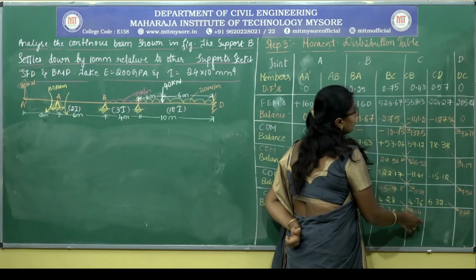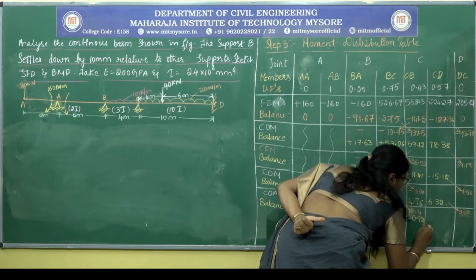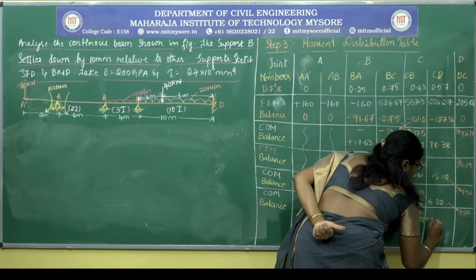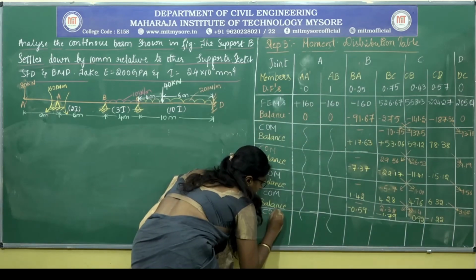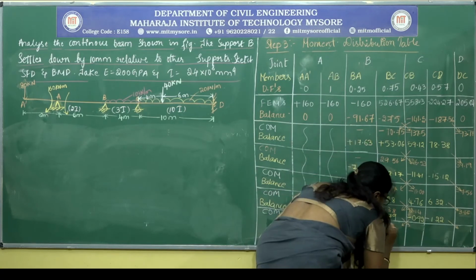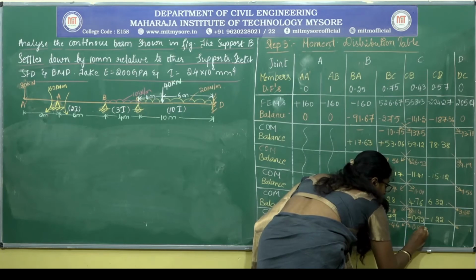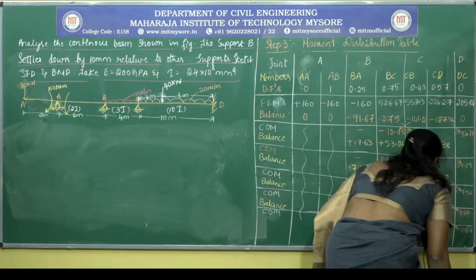2.14 multiplied by 0.43 will give you minus 0.92. Minus 2.14 multiplied by 0.57 will give you minus 1.22. Next, carry over moment. Half of minus 0.92 is minus 0.46. Half of minus 1.79 is minus 0.895. For CD it is minus 0.61.